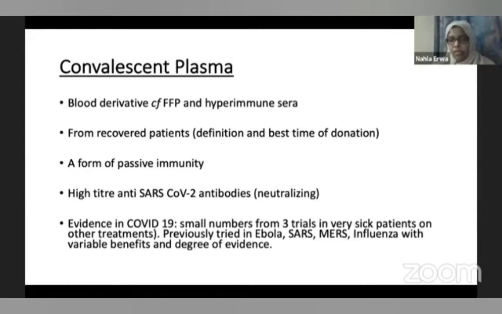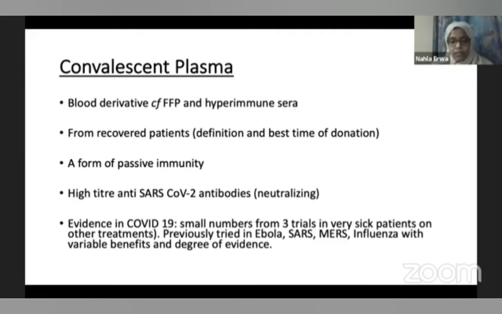A lot has already been said about the time when we can get the optimum concentration and the best titer, which determines the time of donation. As such, it is a form of passive immunity, and the higher the titer of the neutralizing antibodies, the better it is, as has already been said.